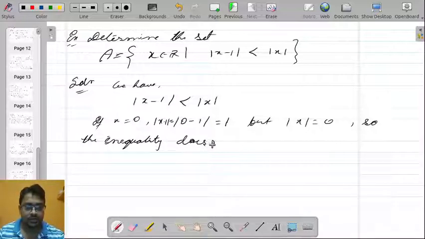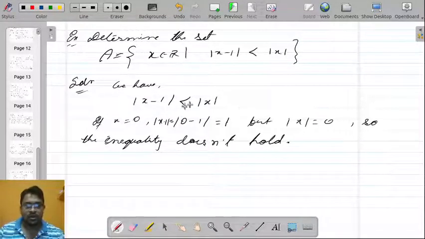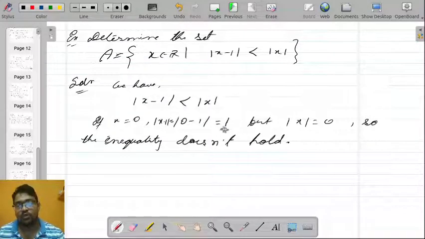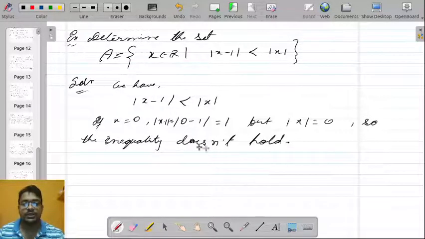Okay, as for x equal to 0, mod of x minus 1 is 1. But we cannot write 1 is less than 0, because 1 is already greater than 0. So for x equal to 0, it doesn't hold.